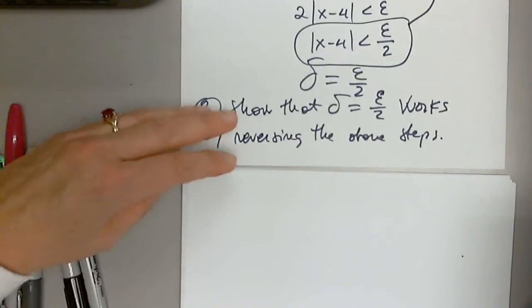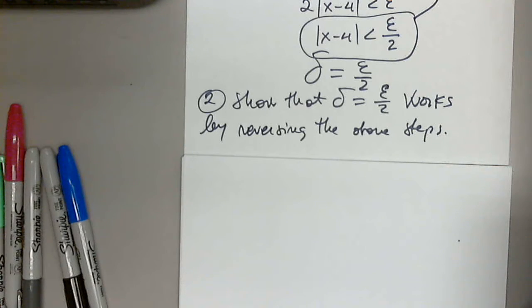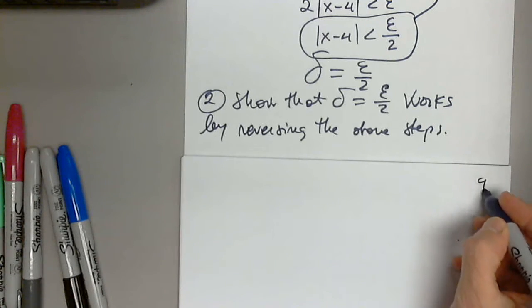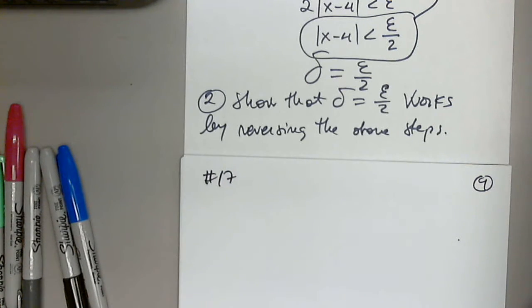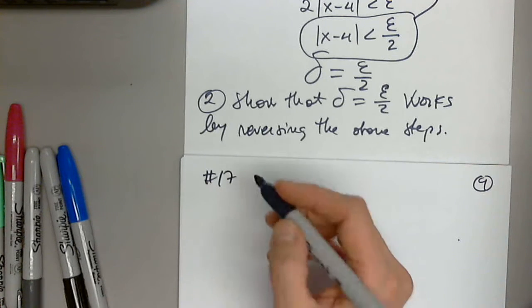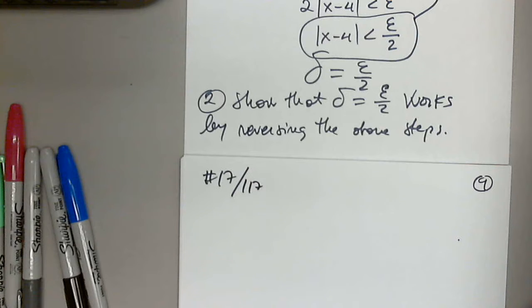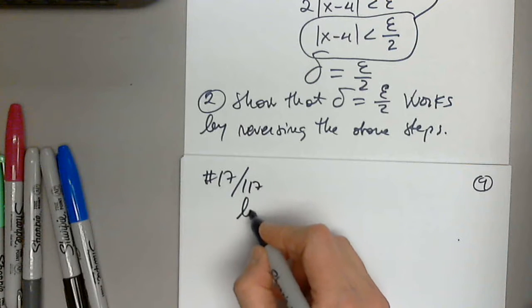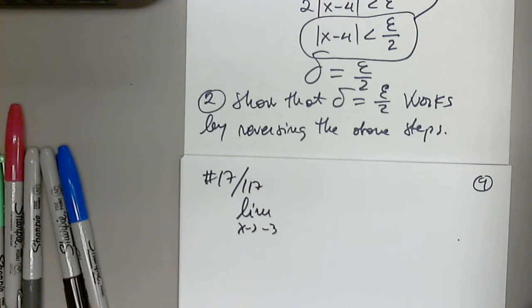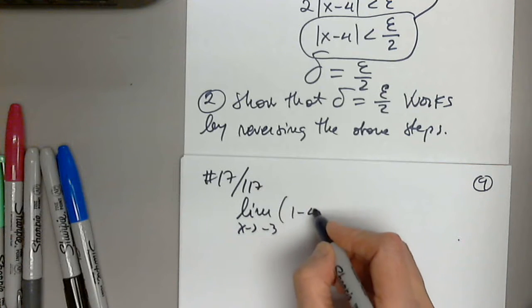Okay. I know I only have 5 minutes left. I don't want to start a new section, so let's work on another problem. Yes, Vanessa? Yeah, I was going to ask if you would do it. Yes, so let's look at another one. Number 17 on page 117. The limit as x approaches -3 of 1 minus 4x.